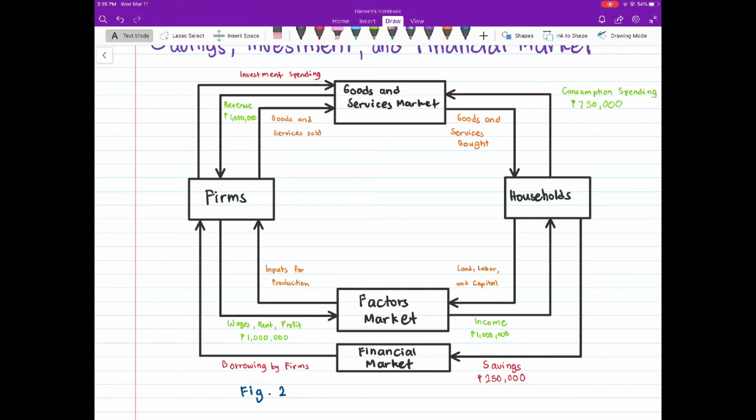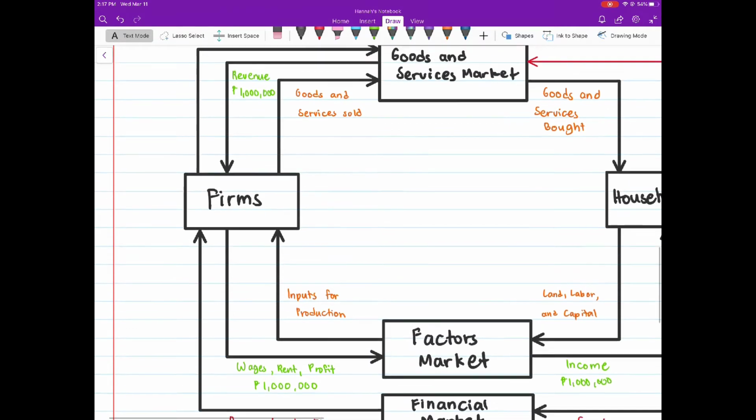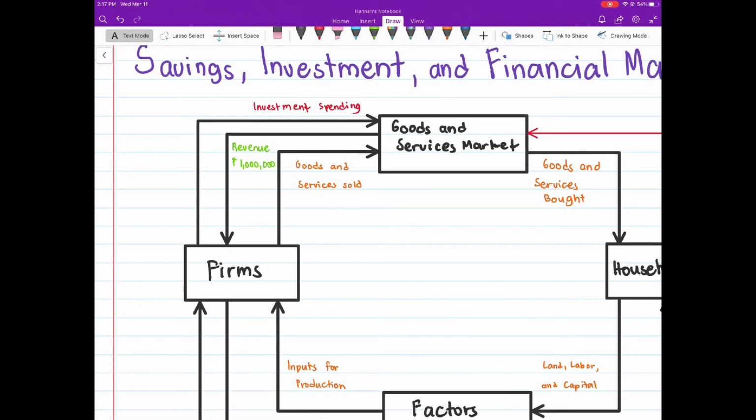Okay, so I fixed the arrow and everything. So now let's focus on the red lines over here. So now that we saved, this borrowing by firms line, we're gonna put this 250 over here. I need to move you. Let's move you over there. Okay, so then the borrowing by firms, the firms borrowed your savings from the bank, so this goes to firms. Then they use it, so we put the investment spending.